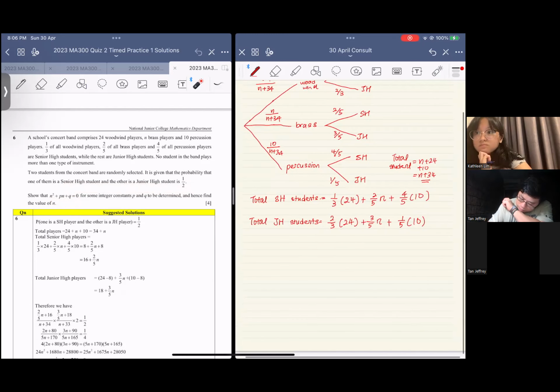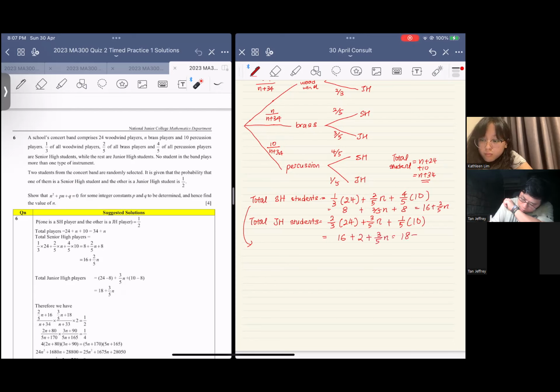This one will probably give me, total SH students, something like 8 plus 2 over 5n plus 8, which is the same as 16 plus 2 over 5n. For the JH student, 2/3 of 424 is 16 plus 1 over 5 of 10 plus 3 over 5n. This would be 18 plus 3 over 5n. Okay, so now I consider this total SH student, total JH student, right?